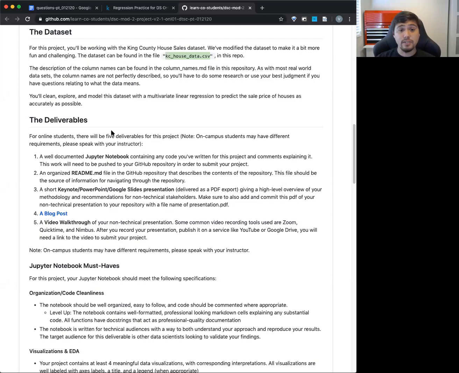If you come up with a different scenario for your stakeholders, that's perfectly good too. Just make sure you put that at the very beginning of your project, saying these are my hypothetical stakeholders and these are their needs and their wants.